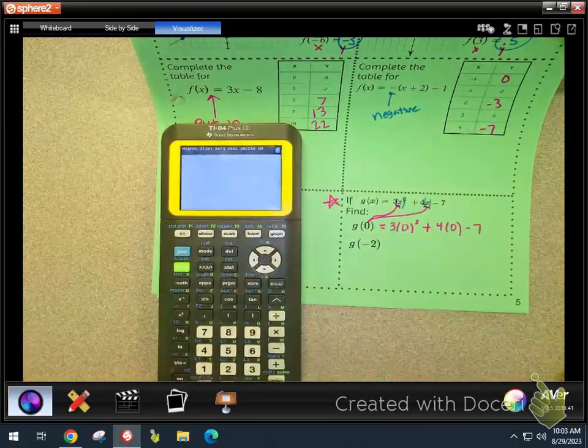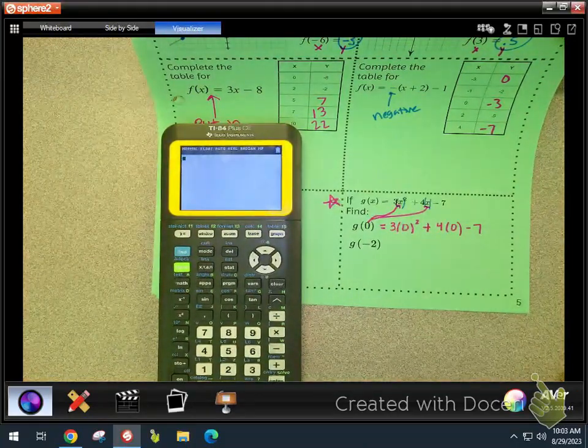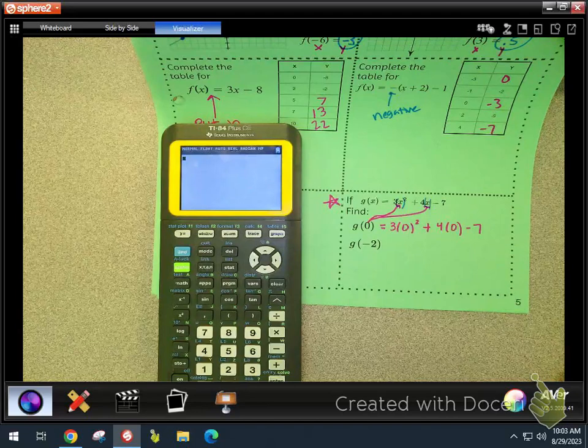So write what I just did, because I want you to write before you type. This is how you're going to get full credit on your test, if you have an equation like this on your test.